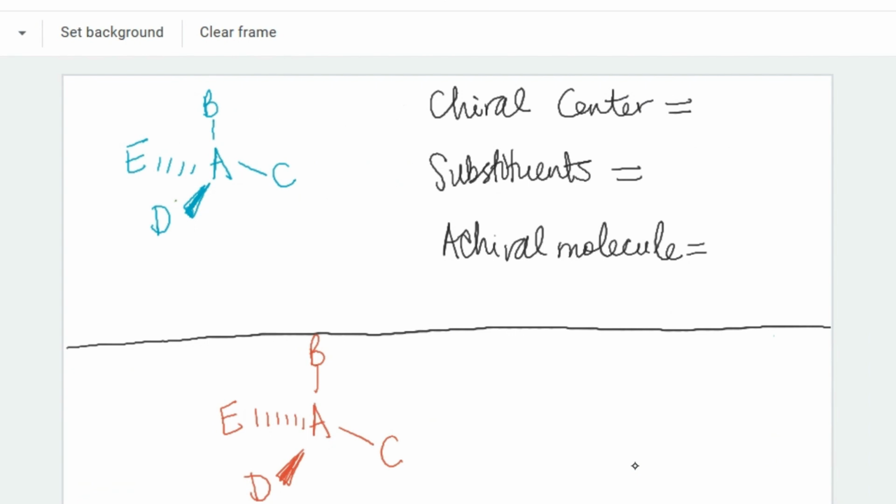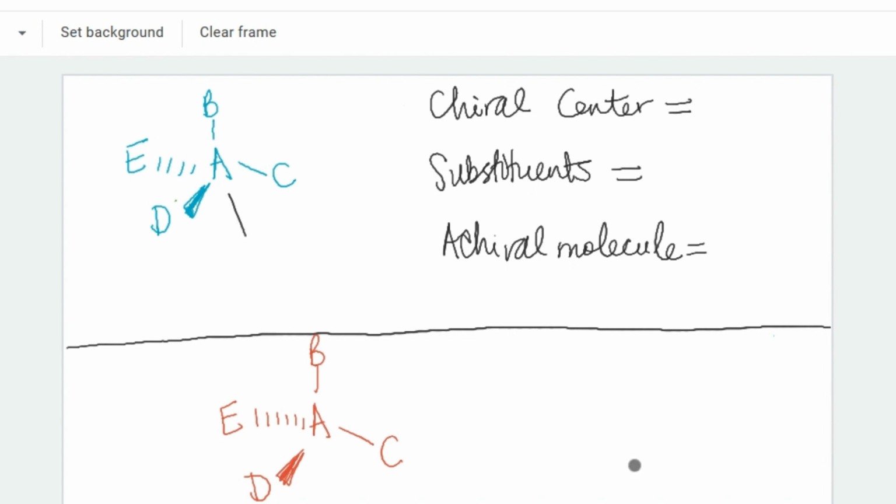The first thing I want you guys to know is that whenever you're dealing with chiral molecules, you have to know that there is something called a chiral center that has to exist. A chiral center is a center that basically connects four different substituents.